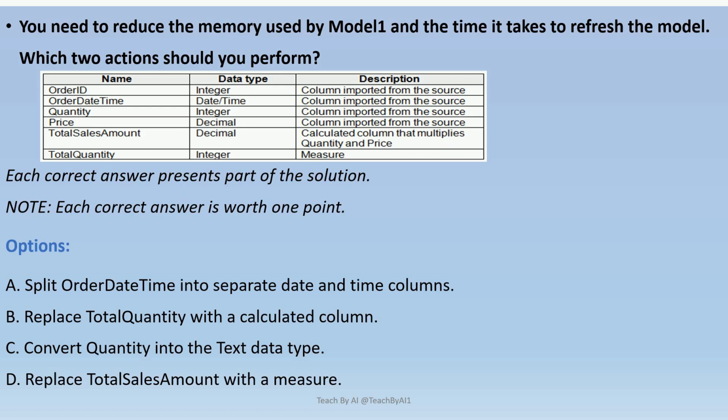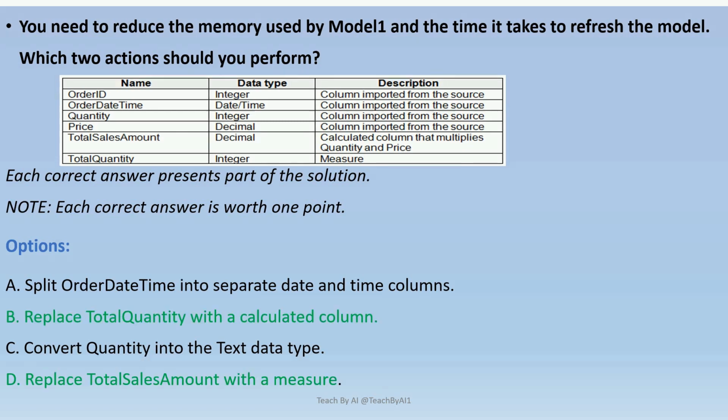Options. A. Split order date time into separate date and time columns. B. Replace total quantity with a calculated column. C. Convert quantity into the text data type. D. Replace total sales amount with a measure. The correct answers are B and D. Replace total quantity with a calculated column. Replace total sales amount with a measure.